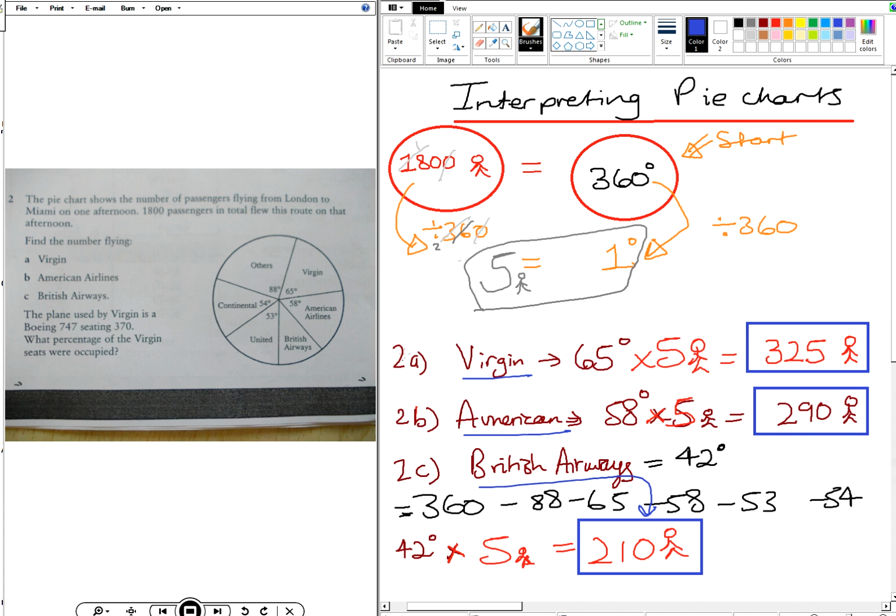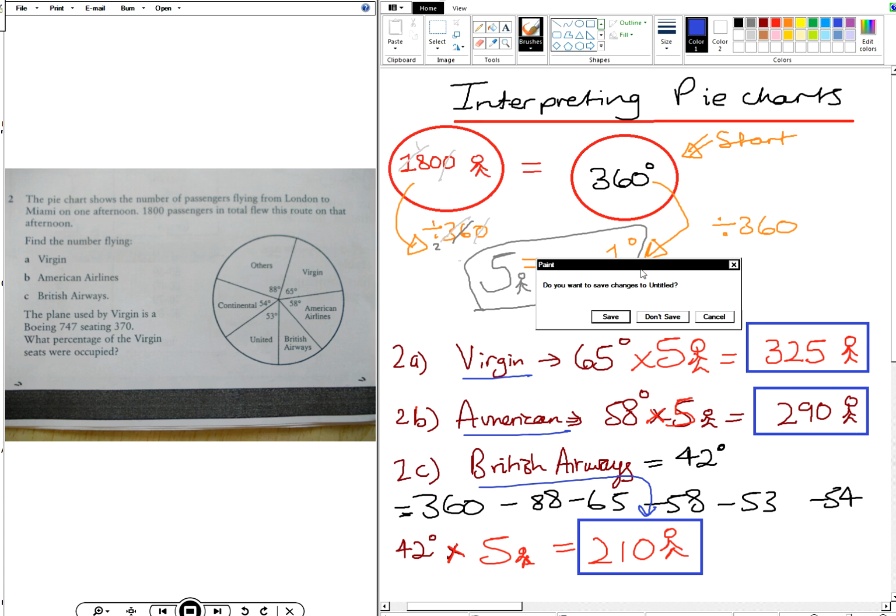I need to wipe that page. Yeah, wipe that page. Go for new page. No, don't save that.